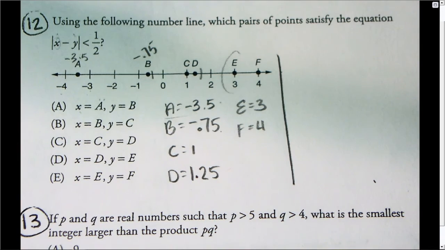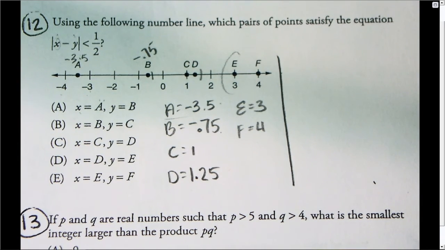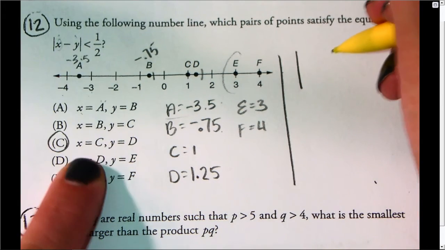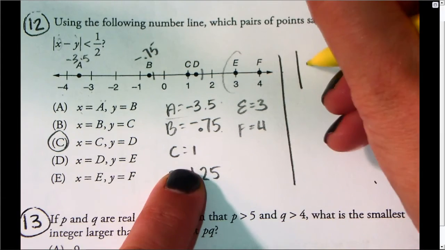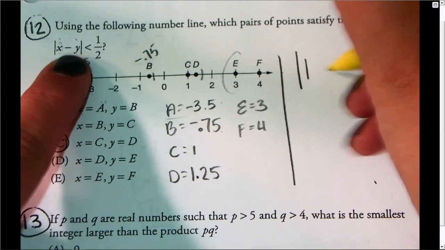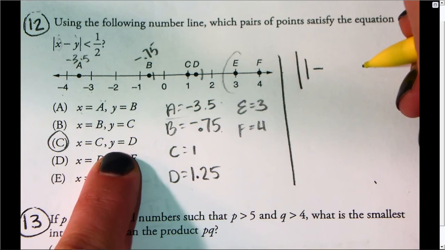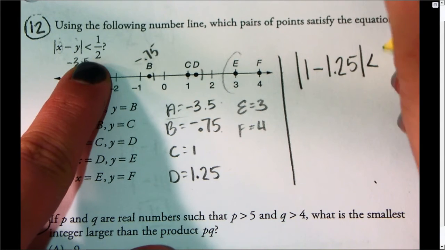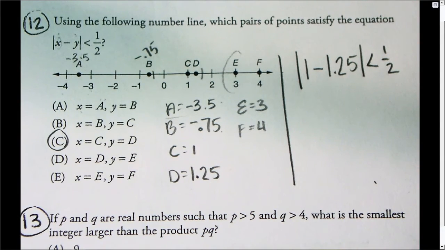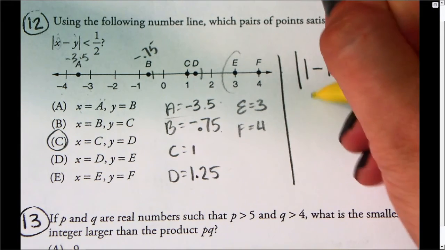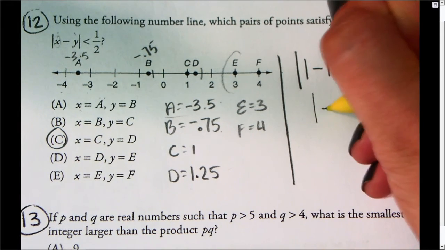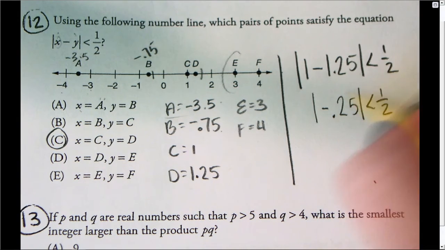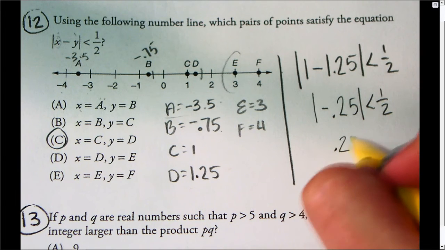Now, the correct answer in this problem is answer choice C. So I'm going to jump to C's answer. So the absolute value of X in this answer choice, X is equal to C, and C is 1. Minus my Y value, I would use D. So D is 1.25, is less than a half. Okay, so from here, 1 minus 1.25 is just -0.25, less than a half. From here, I would get positive 0.25 less than a half.